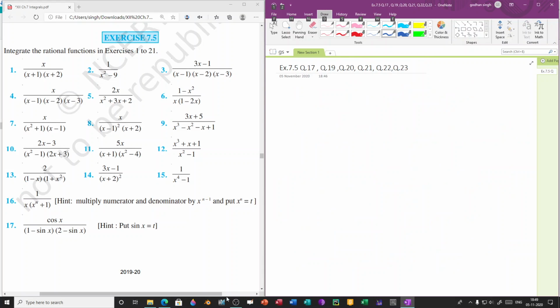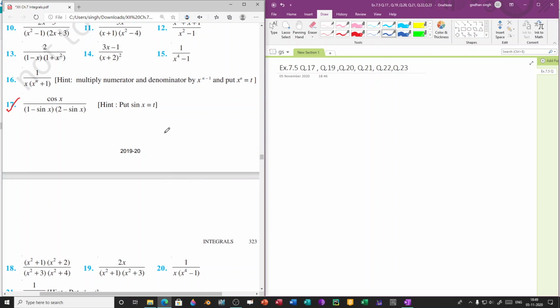Now exercise 7.5, question number 17, 19, 20, 21, 22, 23. They all will be for self-trial. So question number 17 is very simple. Already the hint is given to you. Put sin x equal to t, and here we'll be getting 1 minus t and 2 minus t, and the differential of sin x is cos x dx, so it will become dt. So we'll be getting dt over 1 minus t, 2 minus t. So it's very simple. Then we'll be using our partial fraction first form, and we'll get the answer of this.